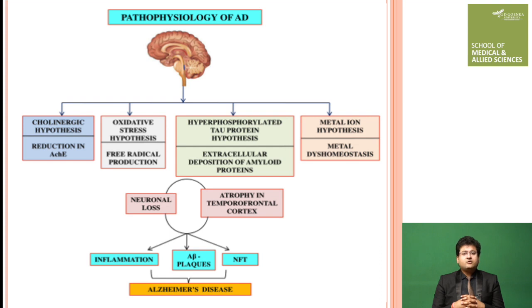In the neuropathology of Alzheimer's disease, there is a loss of neurons and atrophy in the temporofrontal cortex, which causes inflammation and deposits of amyloid plaques, abnormal clusters of protein fragments, and tangled bundles of fiber. Due to this, there is an increase in the presence of monocytes and macrophages in the cerebral cortex. It also activates the microglial cells in the parenchyma. So this was the summary of the pathophysiology of Alzheimer's disease.